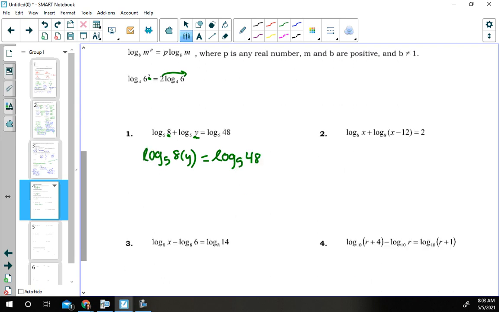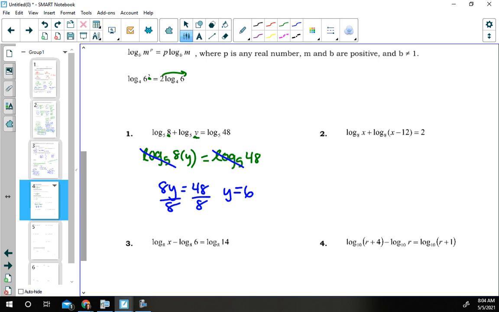Okay, because now that I'm condensed, I have one single log on both sides. I can cancel them, and now I can solve. So this one I would divide by 8 to get 6, and then technically we would have to check our answer. So I'd be plugging that 6 back in and making sure that it's actually true. Most of the time, the only ones we're really worried about are our negative ones.